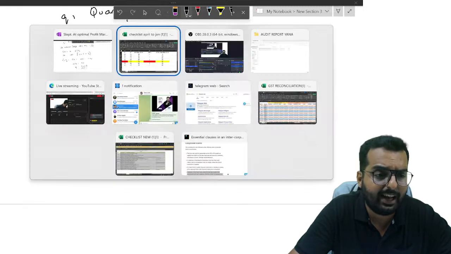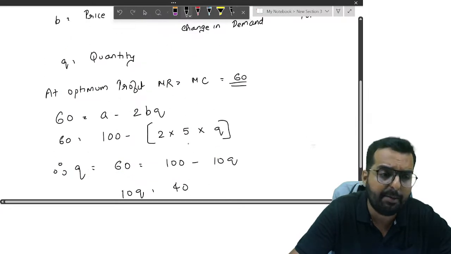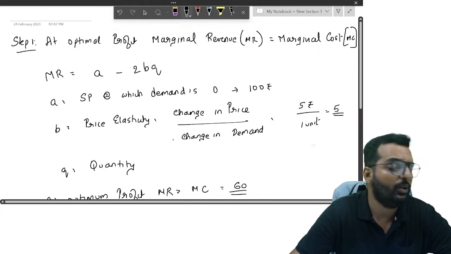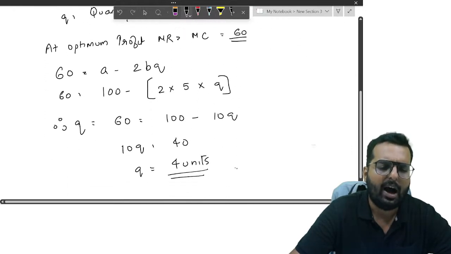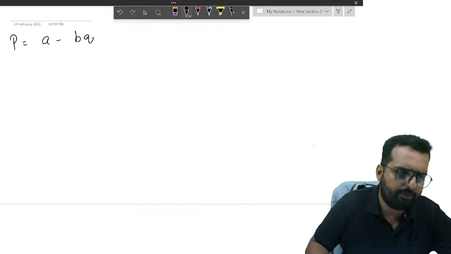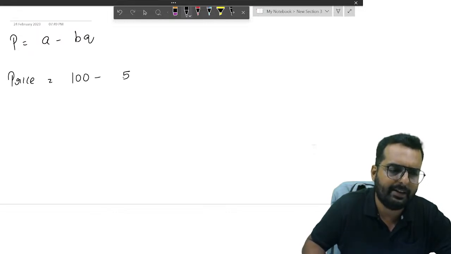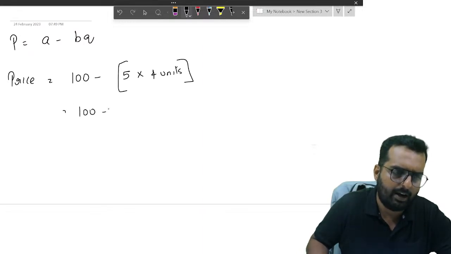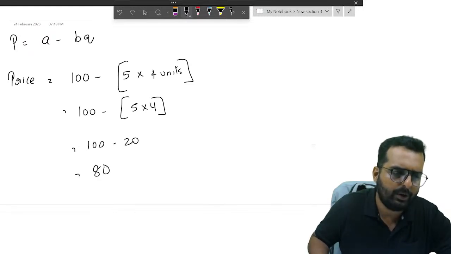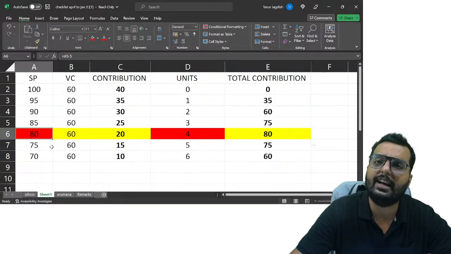Friends, using our trial and error method, did we get the exact answer of 4 units over here? Yes, you get the same answer using this equation of MR is equal to A minus 2BQ. After we get this answer, I will go to the next part. Okay. P. The equation of P is A minus BQ. P means price. So price will be equal to 100 minus B is 5 into Q. We got the Q as 4 units now. So that will be 100 minus 5 into 4. That is equal to 100 minus 20, or you get the answer as 80. Friends, using our common sense, did we already get the answer as 80?